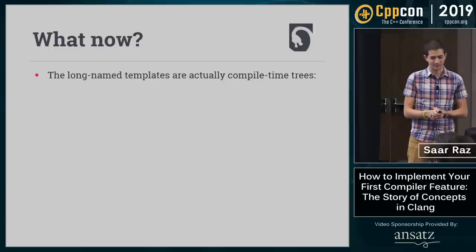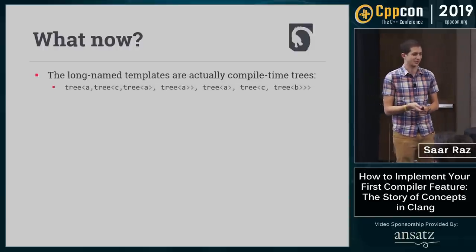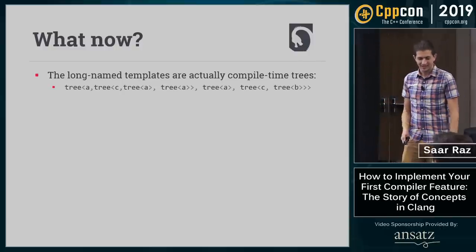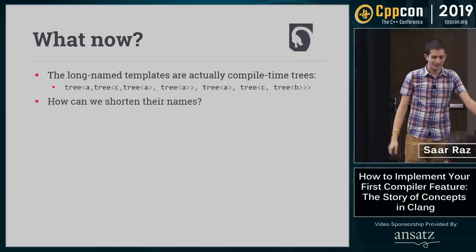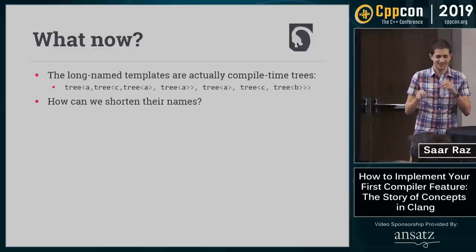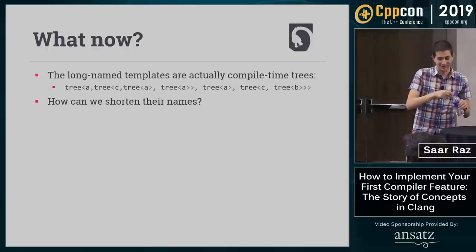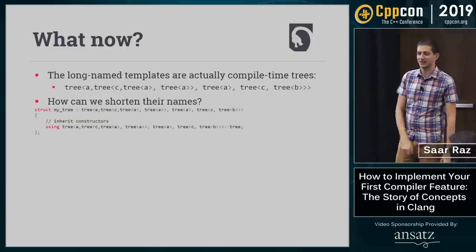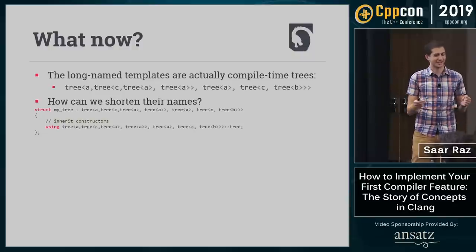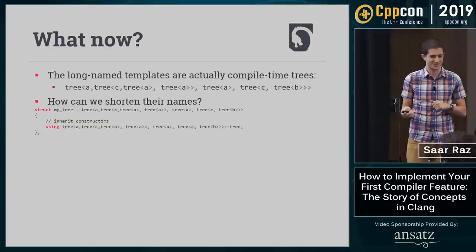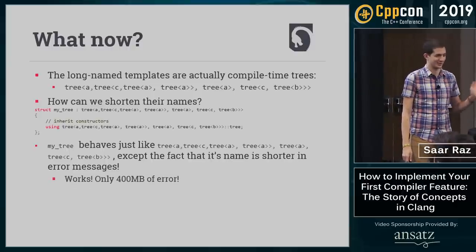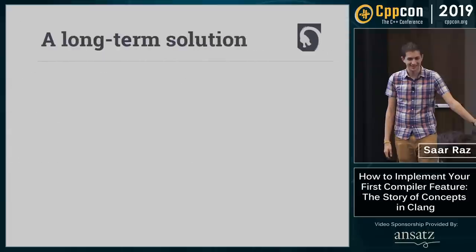For example, I noticed that the long name templates are actually compile time trees. So each type name was something like this, only like 90 megabytes or something. So how can we shorten these names? Okay, so the thing you can do is create a new class, myTree, that inherits from all this monstrosity and inherit the constructors. So what you get is a new class that acts exactly like the previous one, only it has shorter names in the error messages. And given this, it worked and emitted only 400 megabytes of error message, which is like a piece of cake for this script.